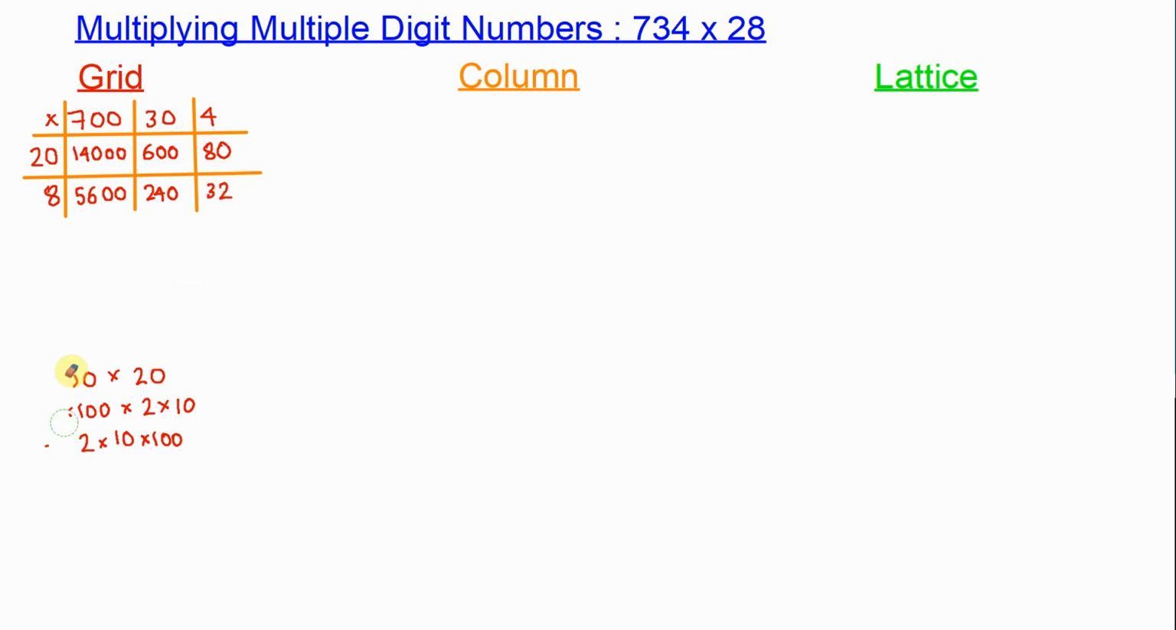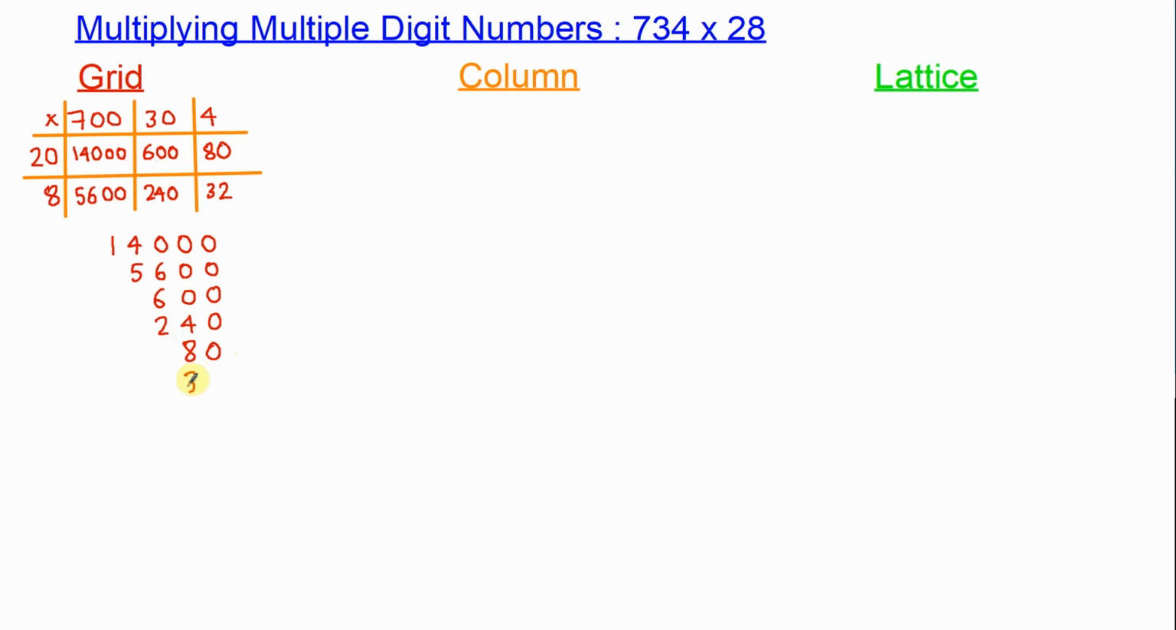So once you've got all your numbers in that grid, at this point now you need to add them all together. So notice how I'm spacing the numbers out to make sure that we stay accurate, and I tend to do it in size order. It doesn't matter which order you add them up in. I tend to go from the largest all the way down to the smallest. So 14,000 plus 5,600 plus 600 plus 240 and then plus 80 plus 32.